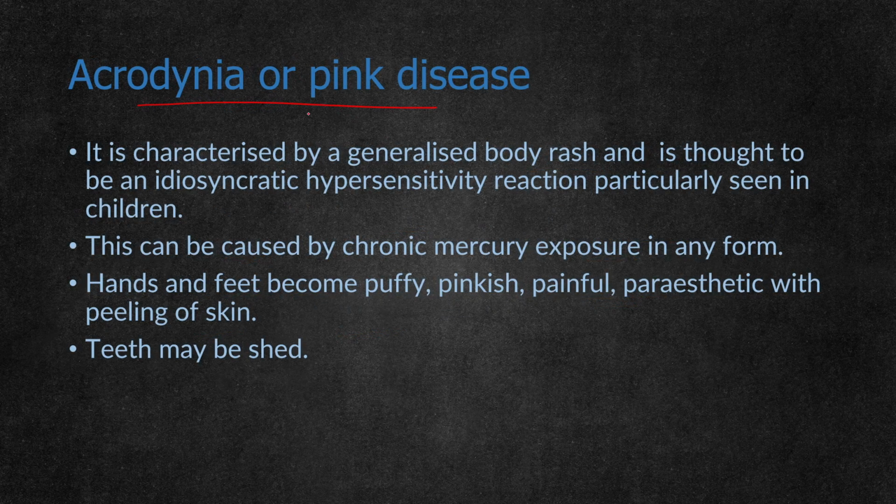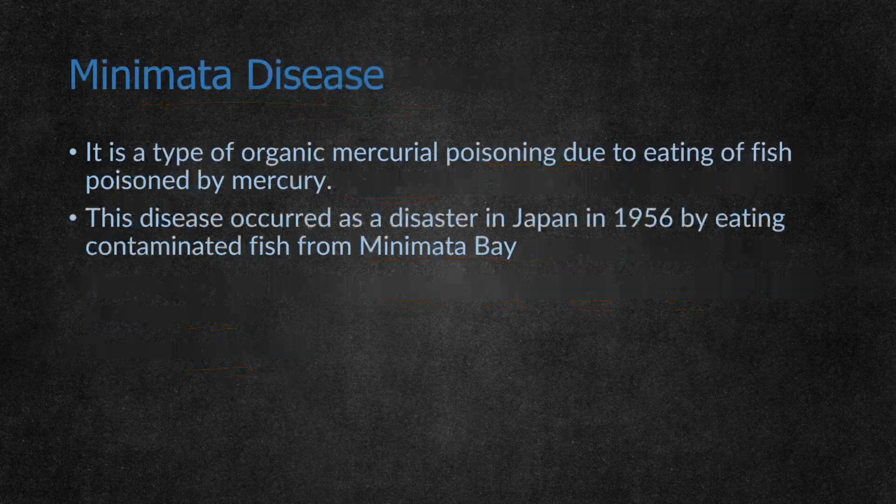Coming to acrodynia or pink disease, this is also one form of chronic mercury poisoning. It is characterized by a generalized body rash and is thought to be an idiosyncratic hypersensitivity reaction, but it is mainly because of chronic mercury exposure in any form. Hands and feet show puffy, pinkish, painful skin, and peeling of skin is seen. Teeth may also be shed in this disease.